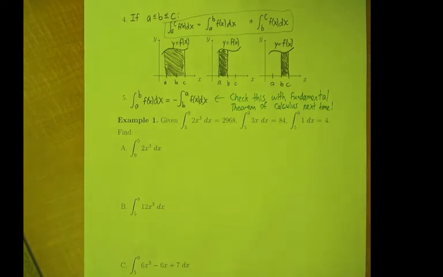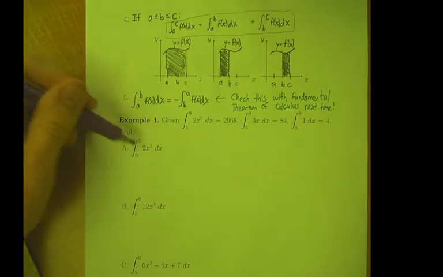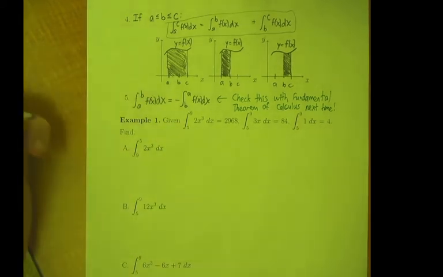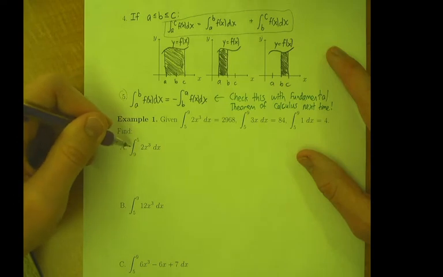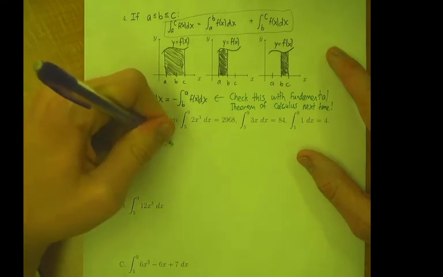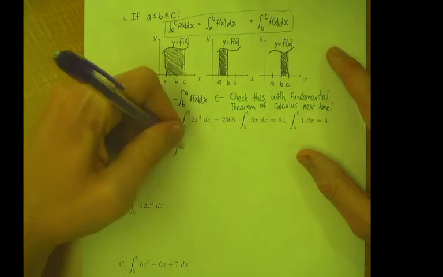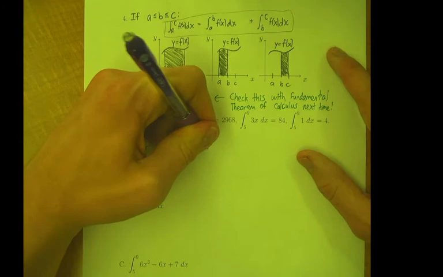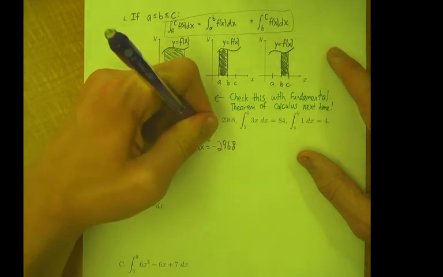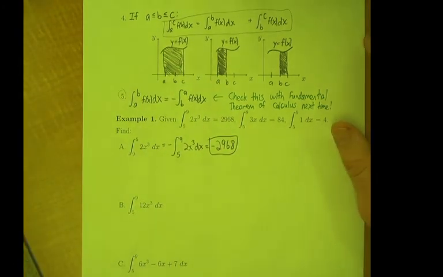Now we realize, wait a minute, we don't have the integral from 9 to 5, but we do have the integral from 5 to 9. So which of the properties that we just established do you think we could use to figure this out? Number 5, right? Because in this case, this allows us to take the negative while flipping the bounds. So we have the negative of the integral from 5 to 9 of 2x cubed dx. So that's just negative 2,968. Okay? So part A wasn't too bad.